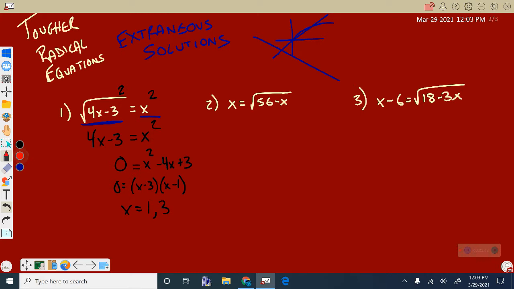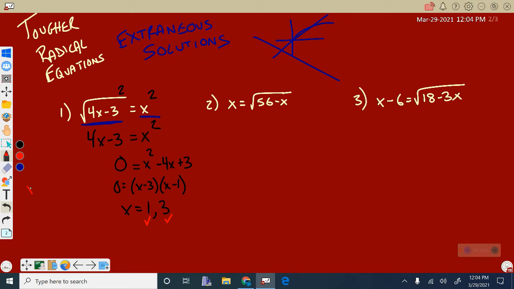And the only way to tell that is to take our solutions and plug them back in to our original problem. So if we plug 1 in on both sides, we end up getting square root of 1 equals 1. That's good. If I plug in 3, I get square root of 9 on the left-hand side equals 3. That, again, is good. So both of those solutions are fine.